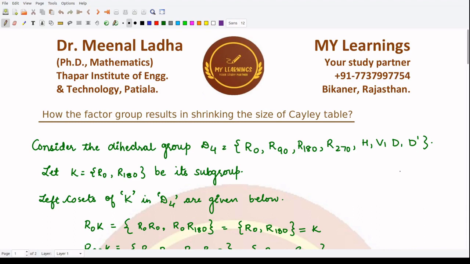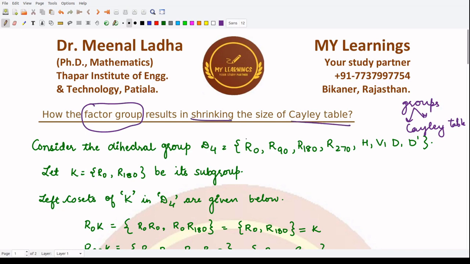In this video, we'll be seeing this question which states: how can the factor group result in shrinking the size of a Cayley table? So we already have studied groups. We have studied how to construct a Cayley table, right? So this represents all the calculations for some finite group. Now we are saying that factor groups in fact shrink our Cayley table.